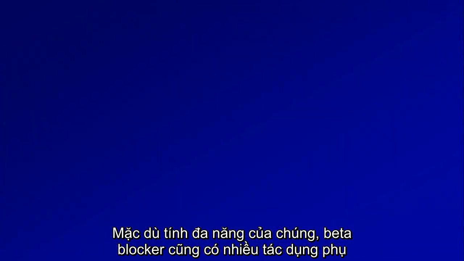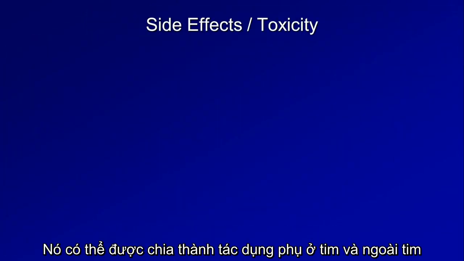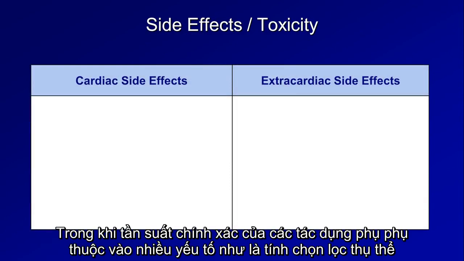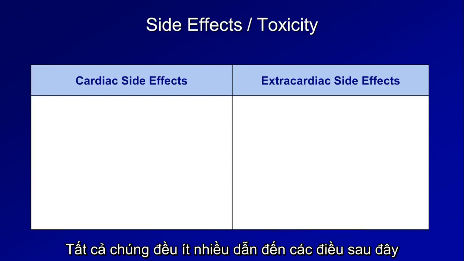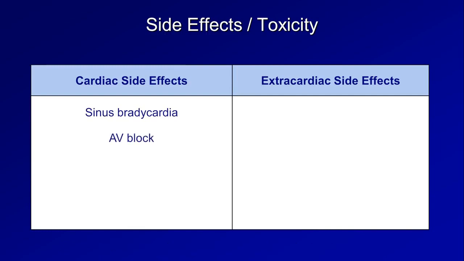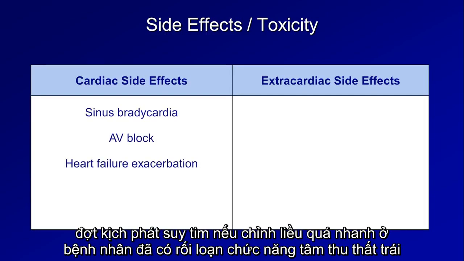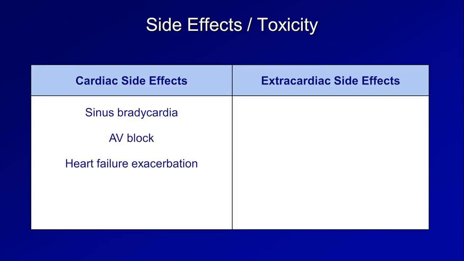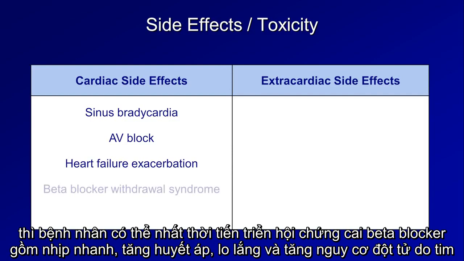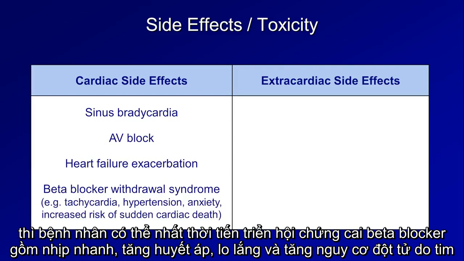Despite their versatility, beta blockers have plenty of side effects, which can be divided into cardiac and extracardiac. While the precise frequency of side effects are dependent upon factors such as receptor selectivity, they all more or less lead to the following: sinus bradycardia, AV block, heart failure exacerbation, particularly if up-titrated too quickly in a patient who already has left ventricular systolic dysfunction. Also, if a relatively high dose of a beta blocker is abruptly discontinued, patients can develop a transient beta blocker withdrawal syndrome. This consists of tachycardia, hypertension, anxiety, and a briefly increased risk of sudden cardiac death.